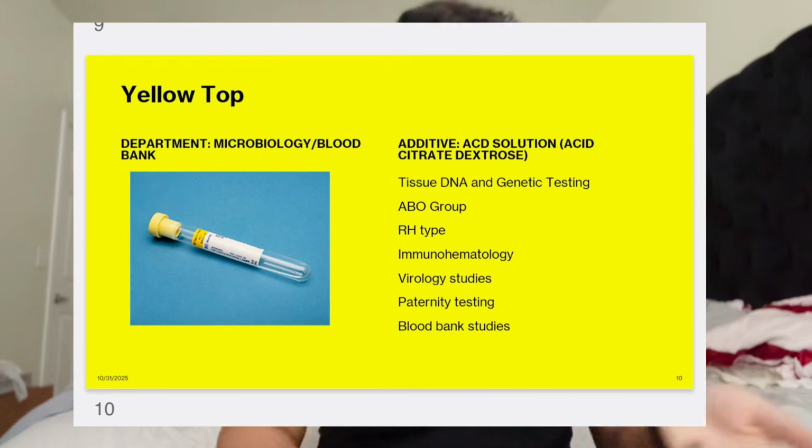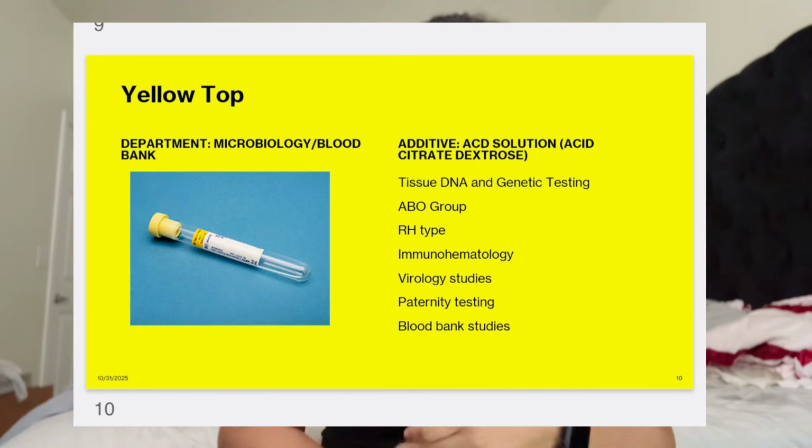Now we have our yellow top. The department is microbiology and blood bank. The additive for the yellow top is going to be ACD solution, which stands for acid citrate dextrose. This is another immunohematology test tube, just like the pink one, because they do blood bank studies. They can check for the ABO group of the blood, the RH type, whether your blood is RH positive or RH negative, tissue testing, genetic and tissue DNA testing, paternity testing, and virology studies.